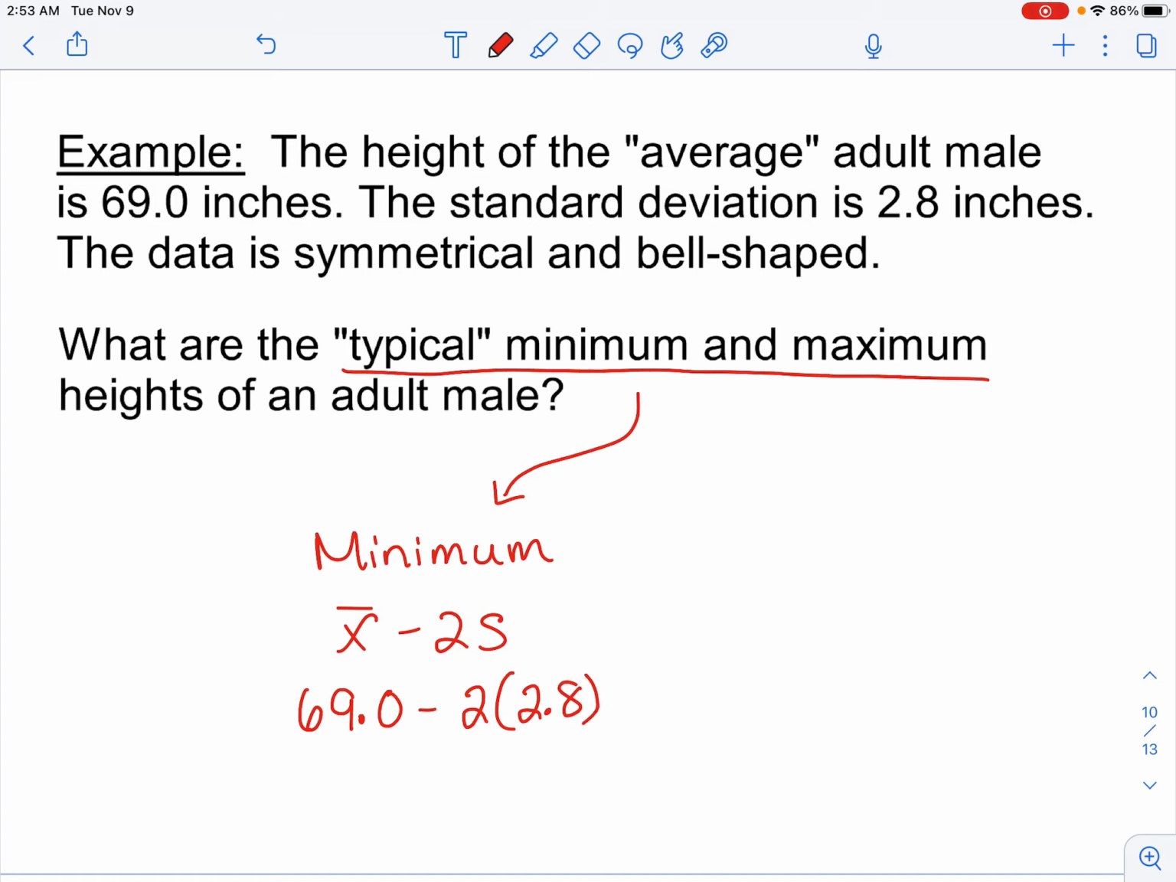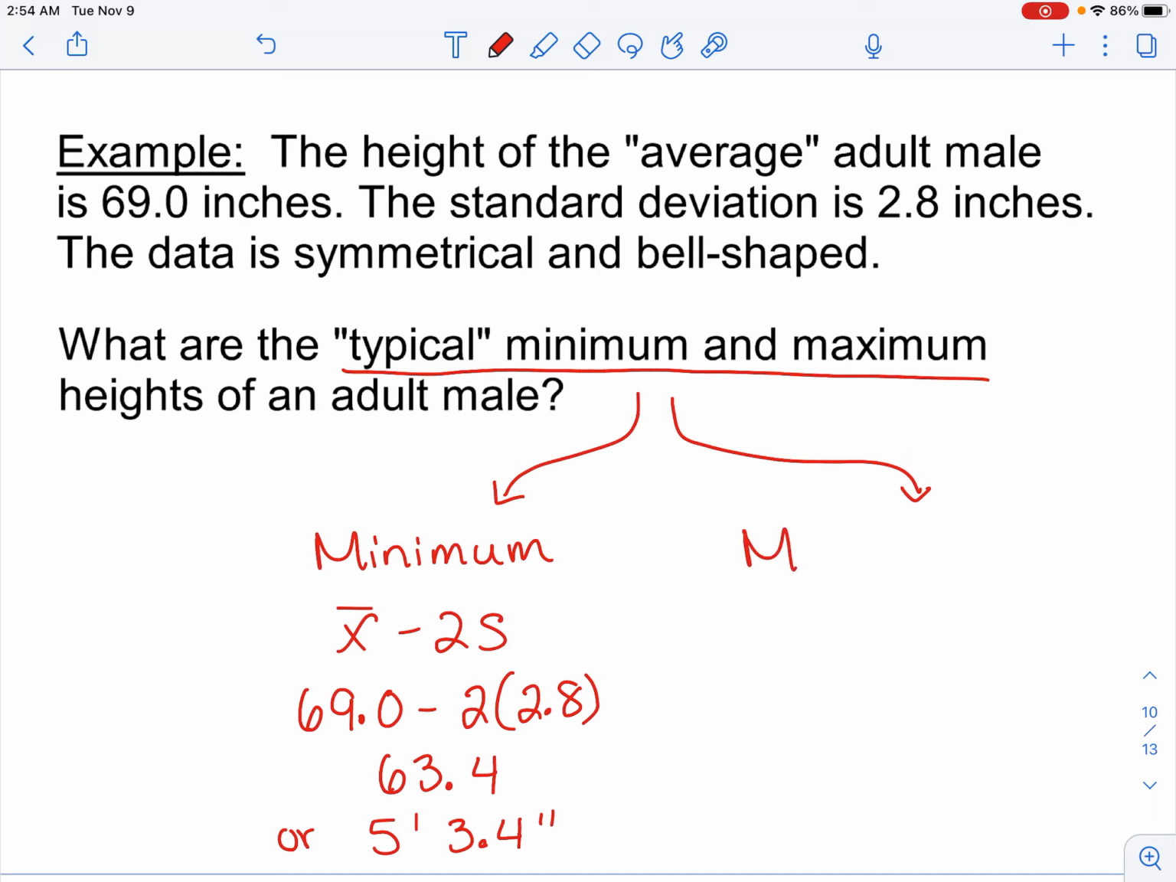And X bar is the 69.0 minus 2 times the standard deviation they told us was 2.8. And if I do that computation, I get 63.4 inches, or 5 foot 3.4 inches. So if an adult male is shorter than roughly 5 foot 3.5 inches, then we would say that they are considered unusually short. It's not common for that to happen, is what they're saying.